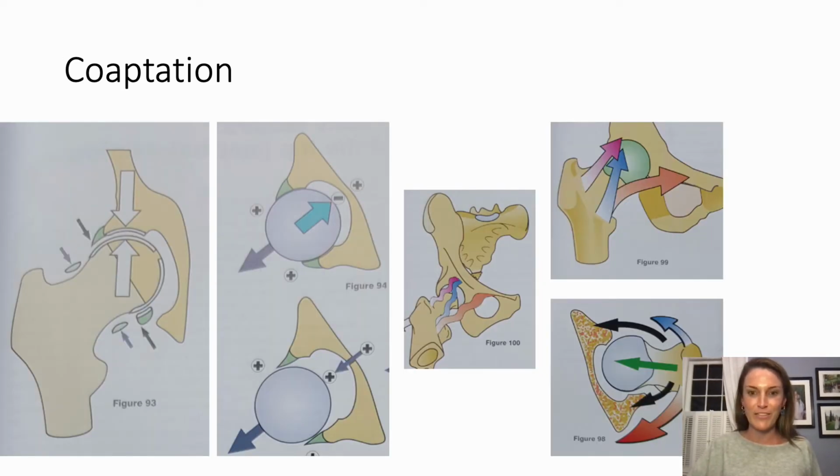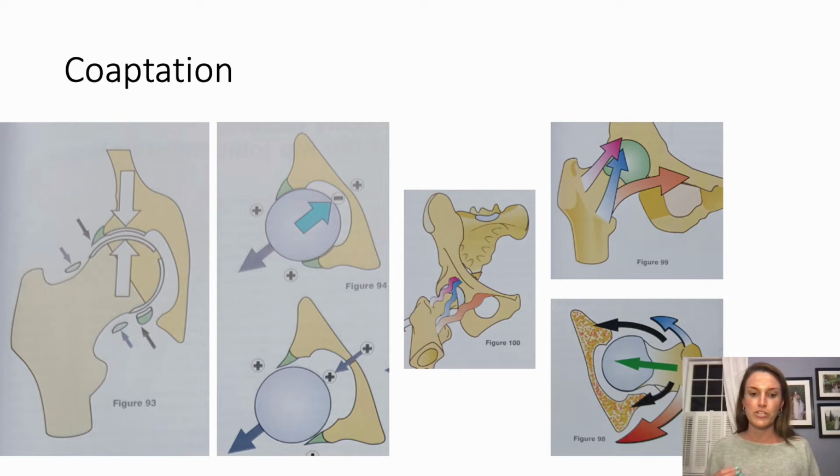Coaptation is talking about the degree and what forces are contributing to keeping the femur in the acetabulum. So this picture here is talking about the articular capsule that we already discussed, that vacuum seal. Here we're talking about gravity. So gravity actually assists with keeping the hip joint together. And then besides that, there are the muscles and the ligaments, and they are actually reciprocally balanced.